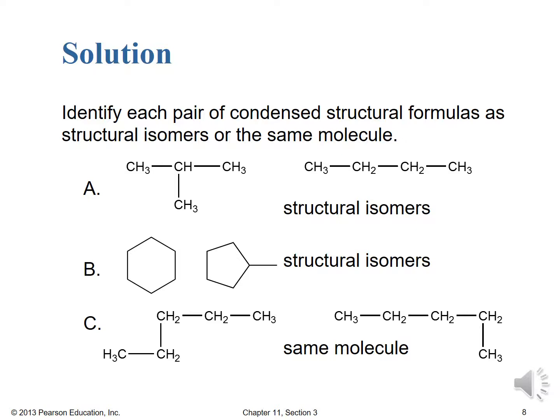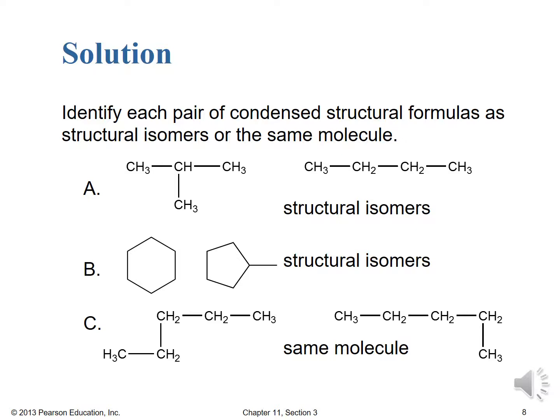Likewise with B, we had the cycloalkanes, hexane compared with the substituted cyclopentane, right? The cyclopentane has that line off it, which would indicate there's a CH3 group at the end of that line. So they are the same molecular formula, but different structural isomers.